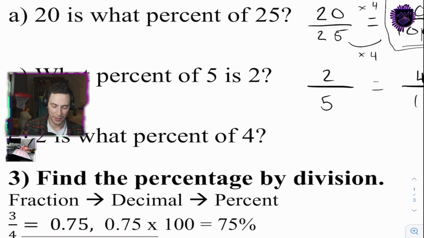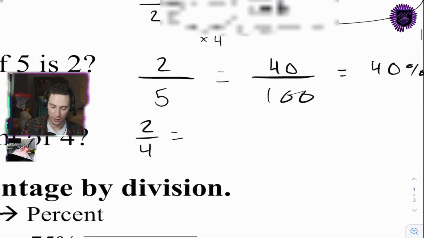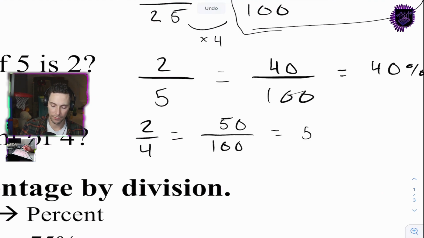2 is what percent of 4? 2 over 4. I think we know where this is going. We're going to say that's equivalent to something over 100. It's going to be equivalent to 50 over 100, or 50%.